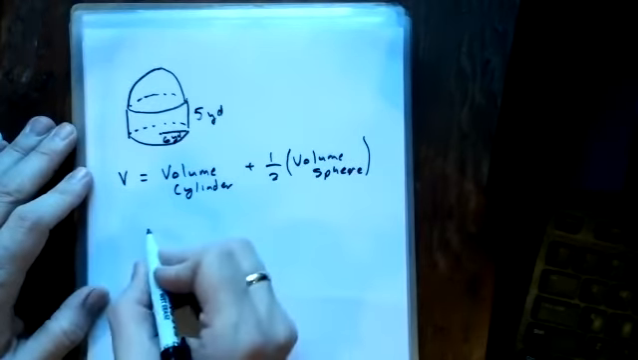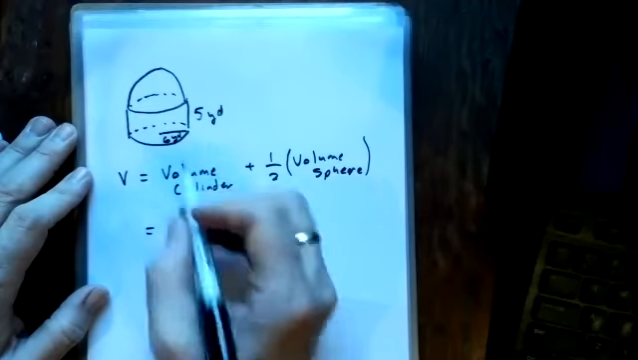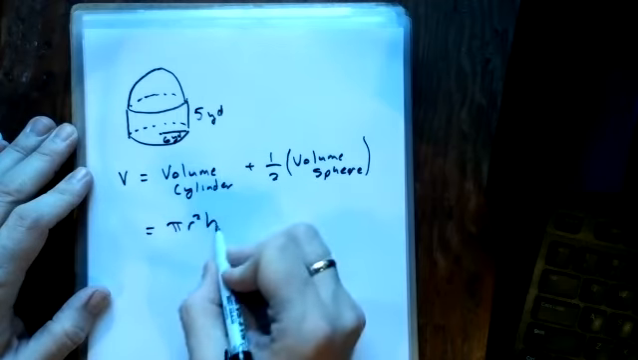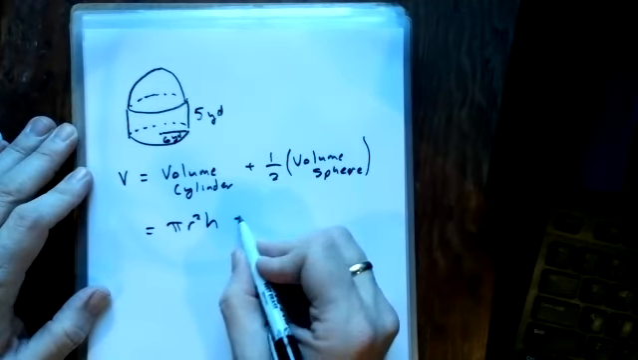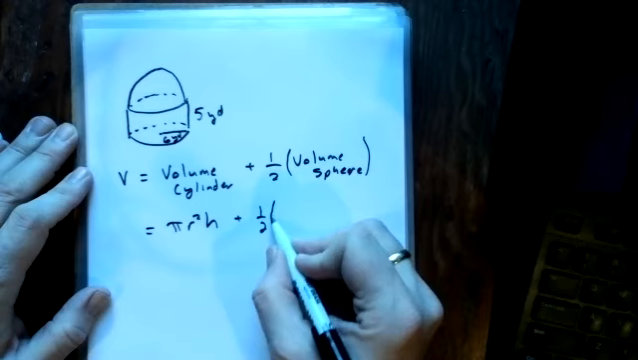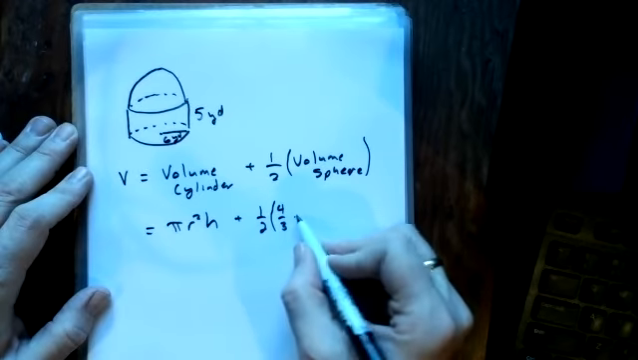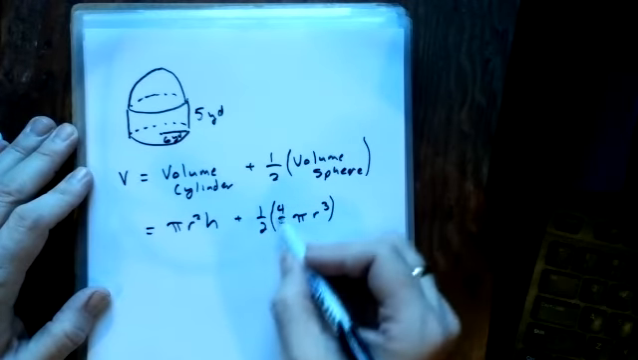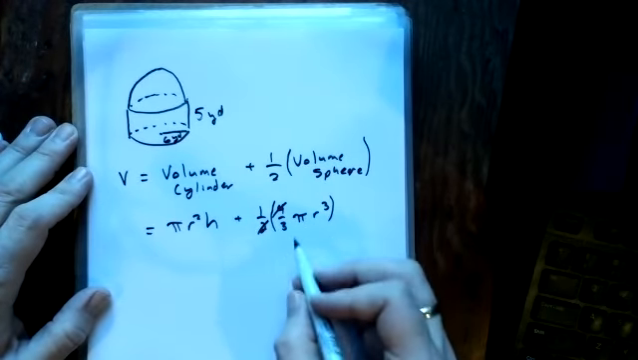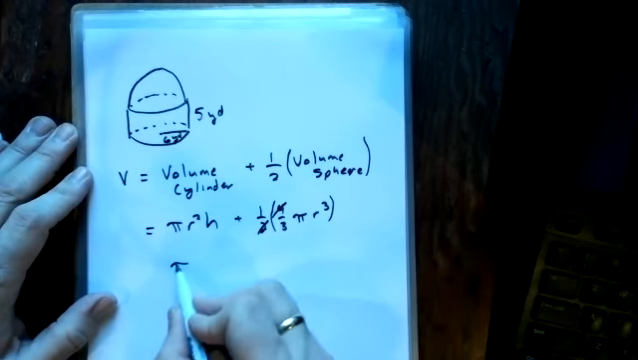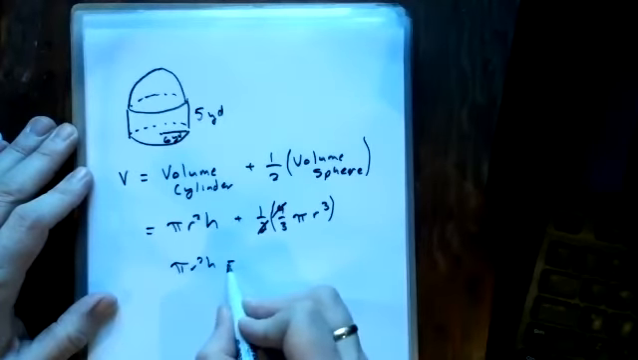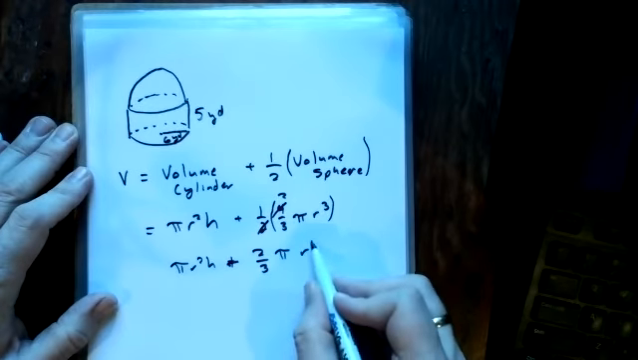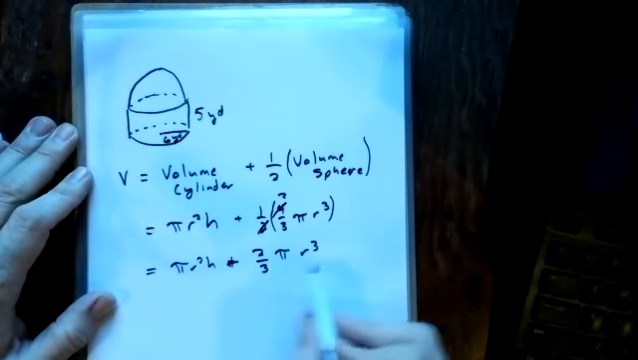Okay, well, here we go. The volume of a cylinder is pi times our radius squared times our height. And that's going to be plus 1/2 of 4/3 times pi times our radius cubed. With that, I can just reduce those things. So this would be pi r squared h plus 2/3 pi r cubed. And with that, I can just plug in our pieces.